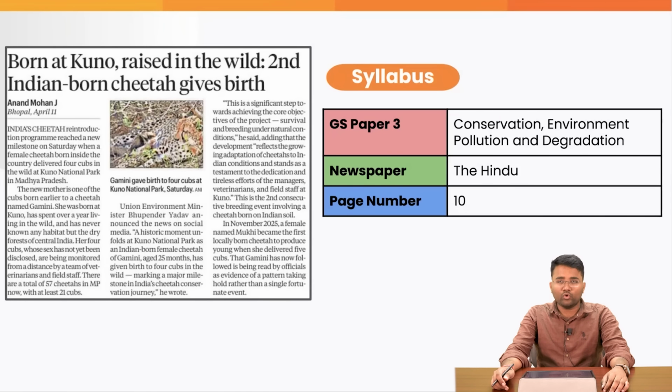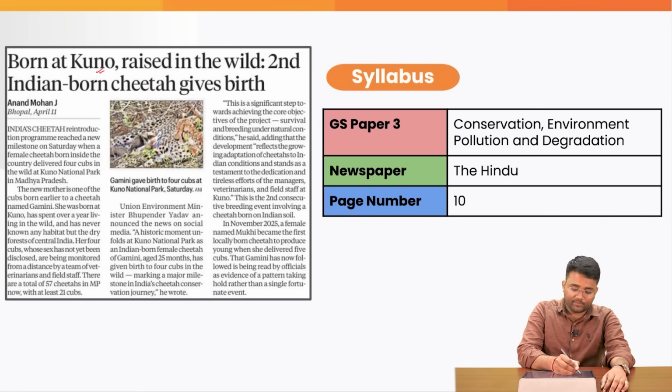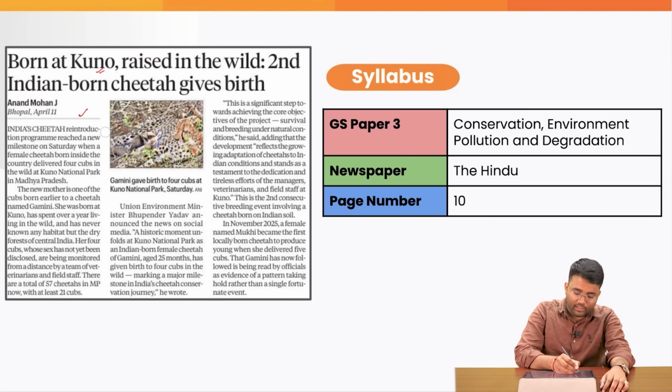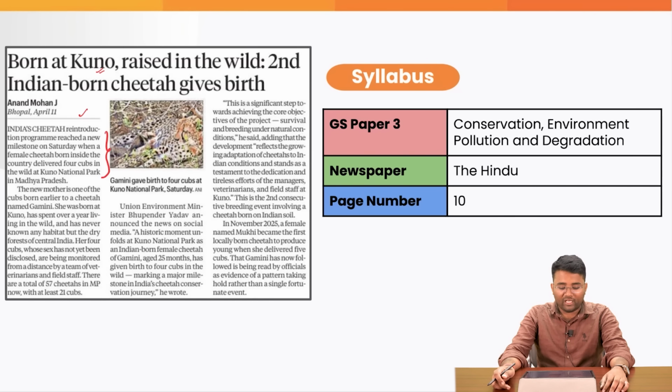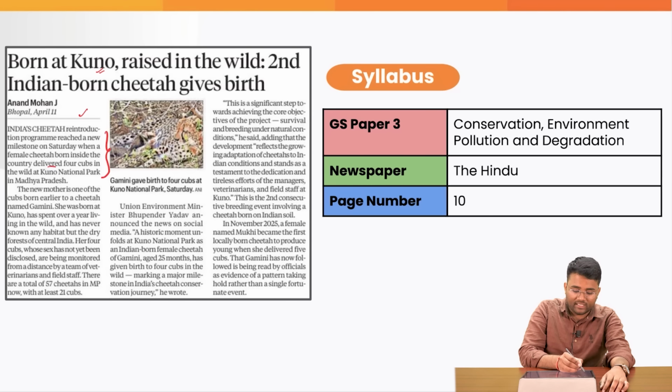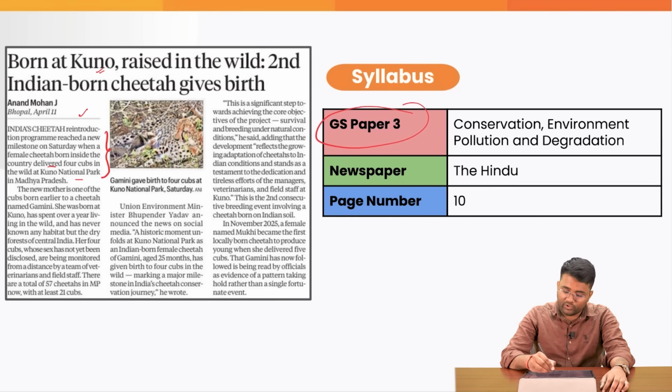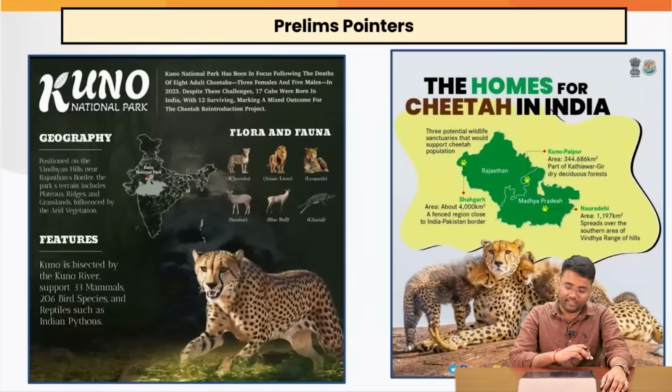Our next topic is Kuno National Park, and the context of this particular topic is that India's cheetah reintroduction program reached a new milestone on Saturday when a female cheetah born inside the country delivered 4 cubs in the wild at the Kuno National Park in Madhya Pradesh. And this is related to GS paper 3, conservation, environmental pollution and degradation, and this has also appeared in today's The Hindu, page number 10.